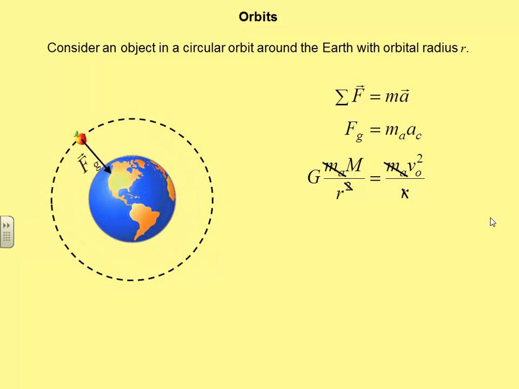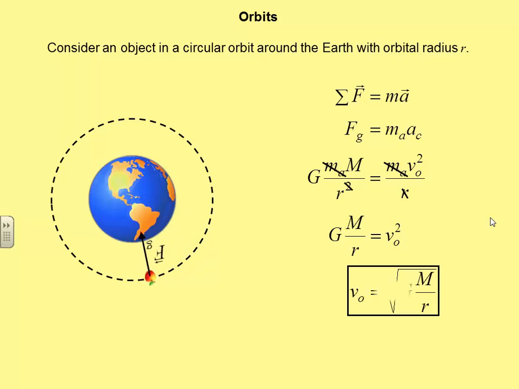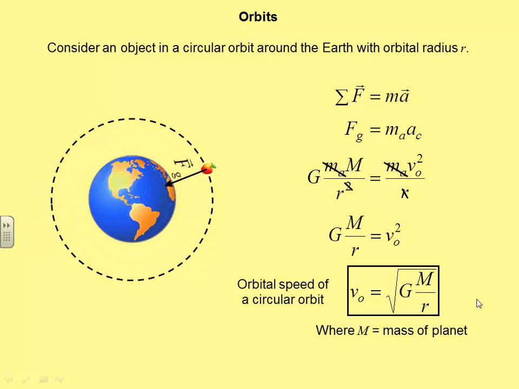Also, one of the r's cancel. And so we are left with the orbital speed squared is equal to the gravitational constant times the mass of the planet divided by the radius. Take a square root, and we get our final equation. That the orbital speed, the speed required, right, sideways tangential speed, needed to make an orbit around a planet of mass m at radius r is equal to the square root of big G m over r.